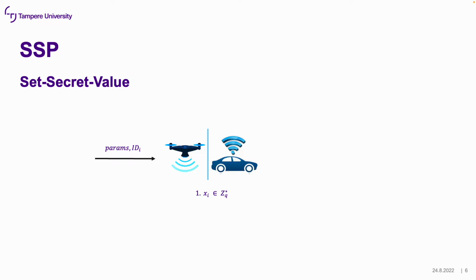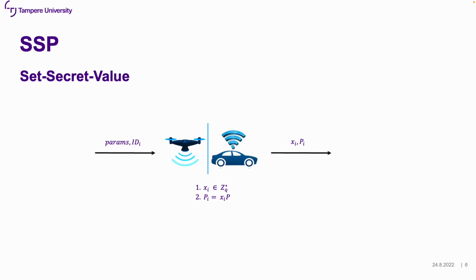Now we have the set secret value, which is executed by either the drone or the IoT device on the car. It takes as input the publicly available parameters and the identity of the user. Computes XI and computes PI. Now, unlike what we had in CL-PKC, where the set secret value algorithm just outputted the secret value, this one, the algorithm for SSP, outputs both the secret value and then the public value, both of which are partial.